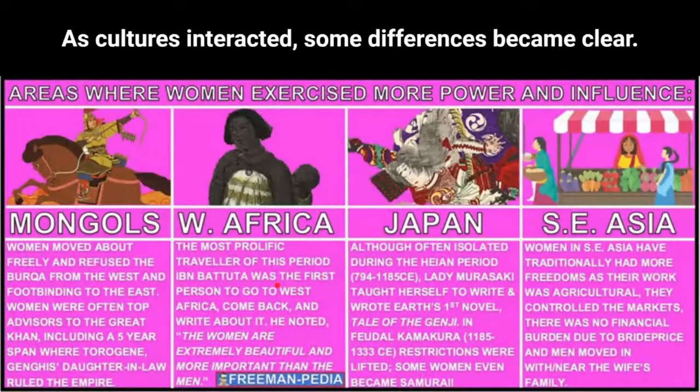I just want to point out that as all these cultures start interacting, they start finding out that things aren't the same in other parts of the world. One big area of consideration is the way that women were treated. Women had more rights in the Mongol Empire and in West Africa, and at times in Japan and Southeast Asia, than they certainly had in Europe, East Asia, East Africa, and the Middle East.